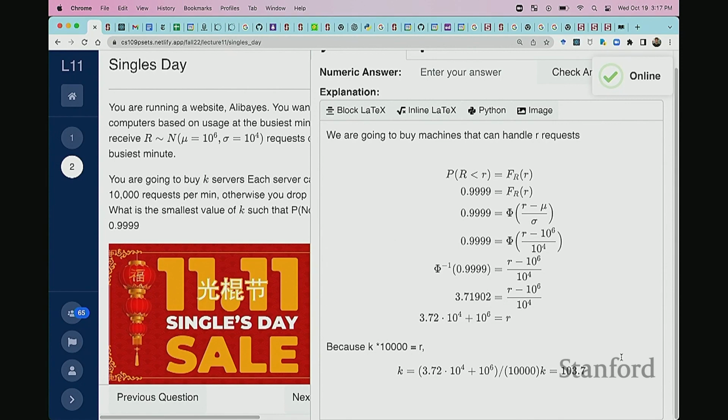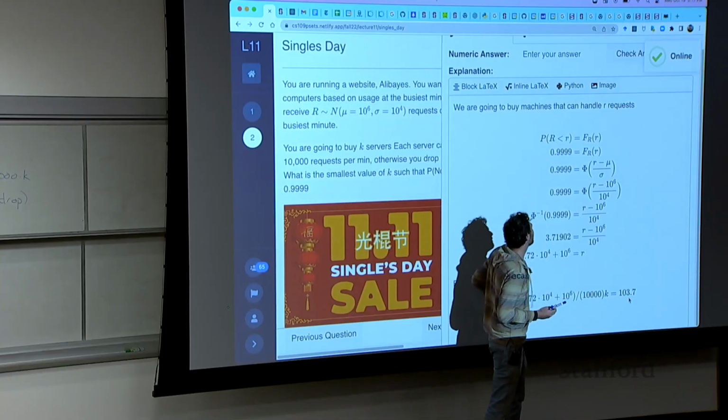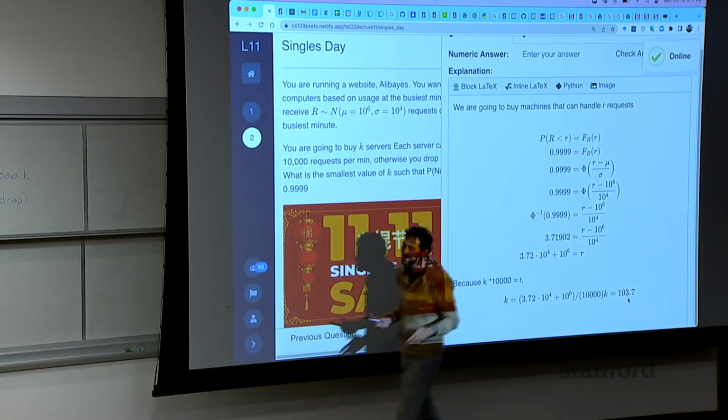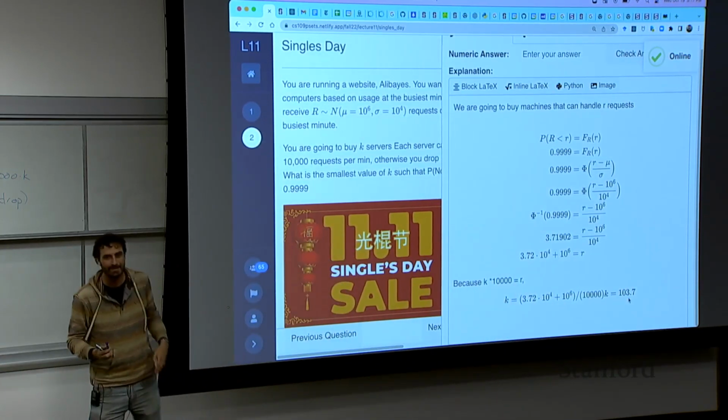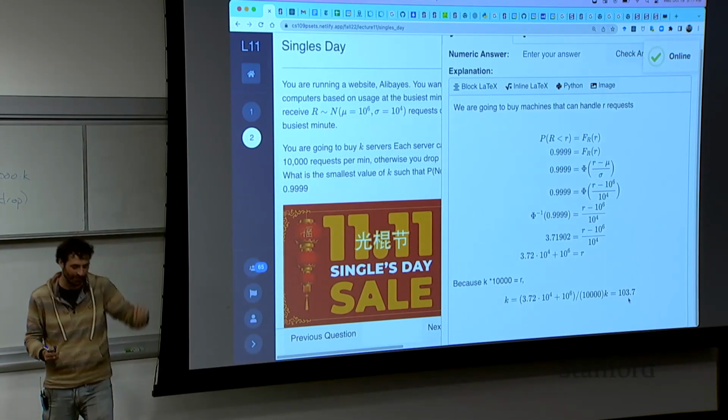If you say the number of computers you need is that number divided by 10,000, the number of computers you need is 103.7. So 104, and the probability that you will drop a request is less than 0.00001, and the probability that you can handle all of them is greater than 0.9999. That's pretty tricky. A bunch of you probably thought, wow, that's tricky. I felt a little bit comfortable about this idea of a CDF, but now you had me do this inverse phi. I guess I'm pushing you a little bit with this review concept, but I just want to show you a higher watermark of where you could go.